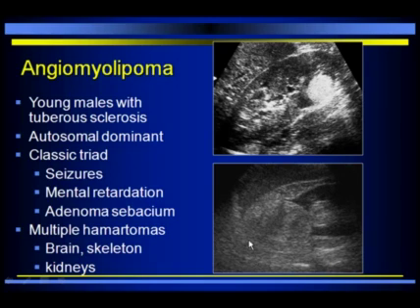be but angiomyolipoma. So angiomyolipoma in young males associated with tuberous sclerosis, which is an autosomal dominant transmitted genetic issue. There's a classic triad of seizures with mental retardation and adenoma sebaceum, which looks like bad acne, and they also have these angiomyolipomas in the kidneys. Basically what an angiomyolipoma is, it's a hamartoma, and so these kids who have angiomyolipomas in their kidneys basically have hamartomas in the brain and in the skeleton as well.